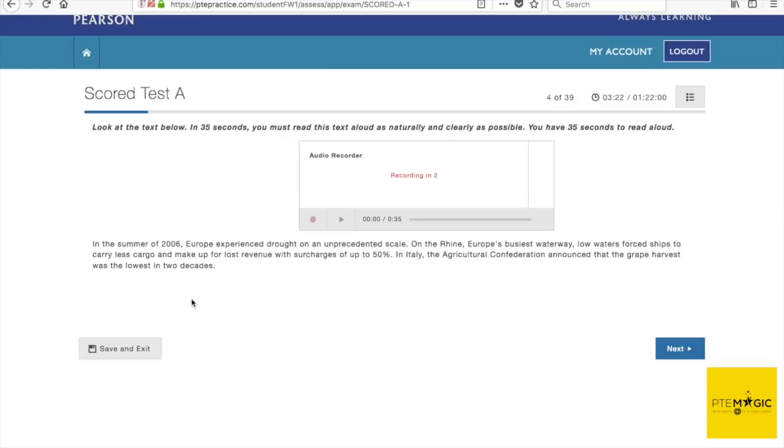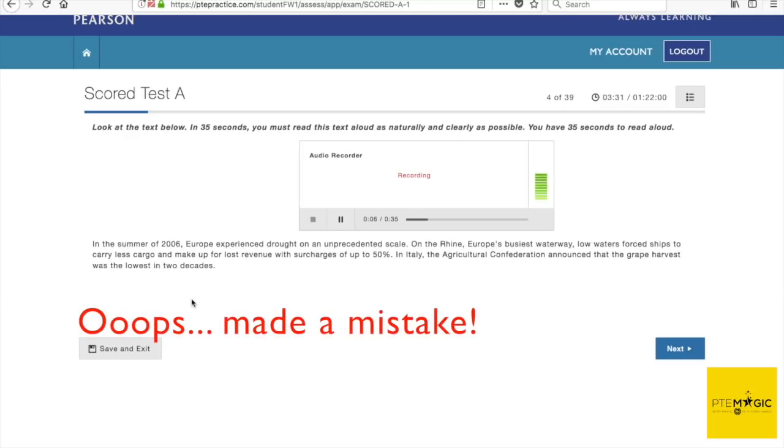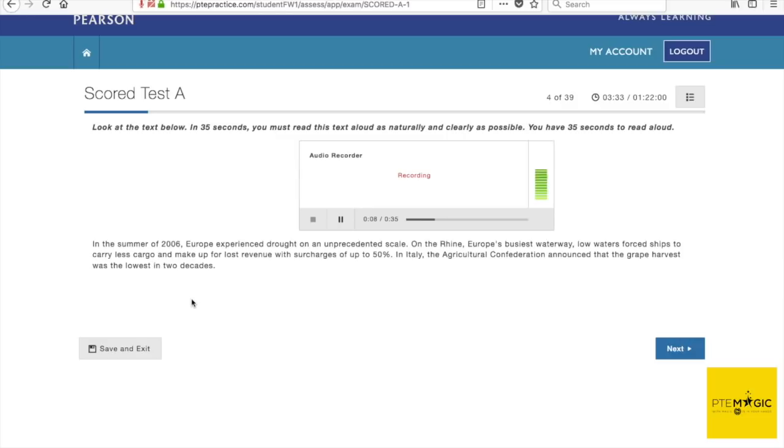Unprecedented, surcharges. In the summer of 2006, Europe experienced drought on an unprecedented scale. On the Rhine, Europe's biggest waterway, low waters forced ships to carry less cargo and make up for lost revenue with surcharges of up to 50%. In Italy, the Agricultural Confederation announced that the grape harvest was the lowest in two decades.